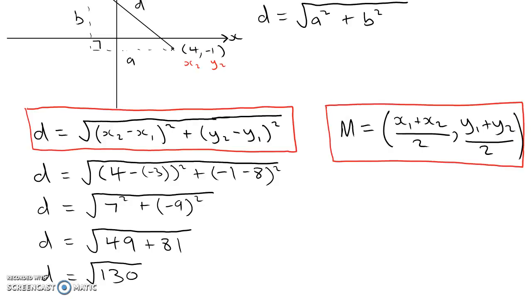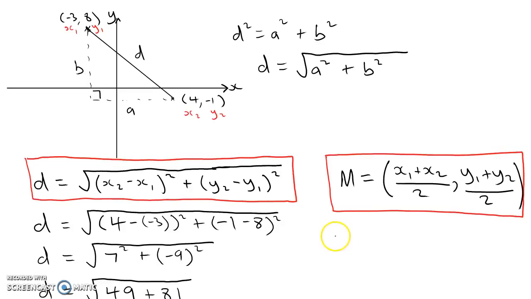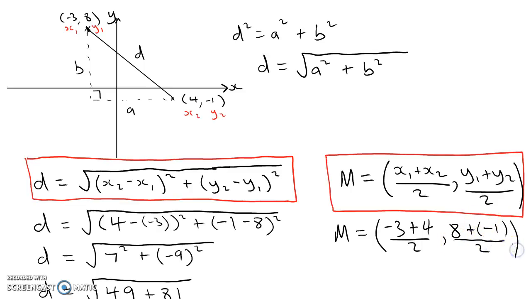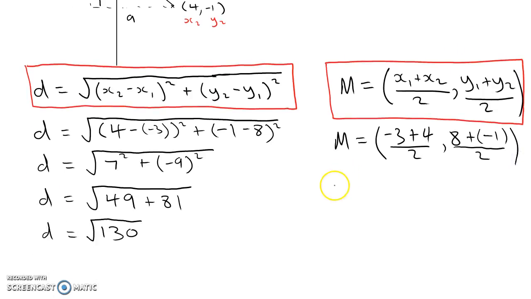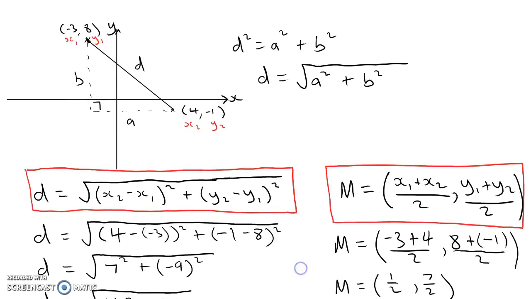So for us, our x1 value is minus 3, so we'll get m equals minus 3. Our x2 is 4 over 2. Our y1 is 8. Our y2 is minus 1. Take the average of that. So if we keep going with this, we get m equals minus 3 plus 4 is 1 over 2. 8 plus minus 1 is 7, so that's 7 over 2. So our midpoint is the coordinates a half and then 7 over 2.